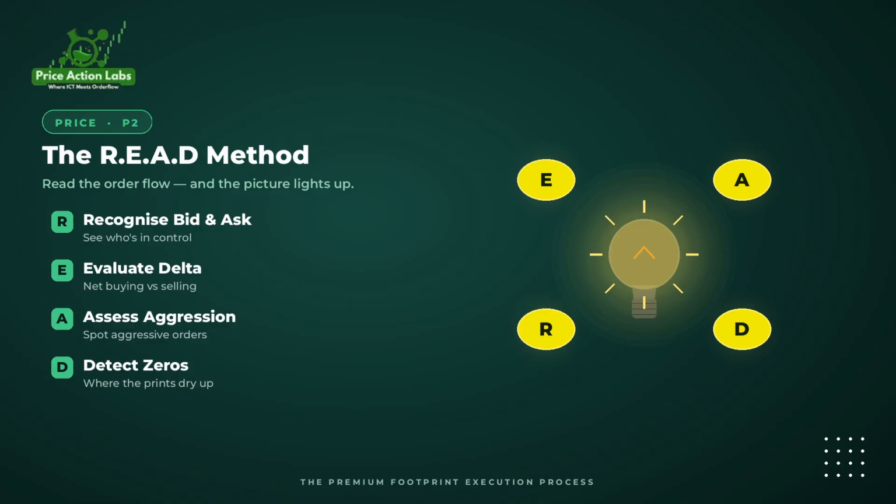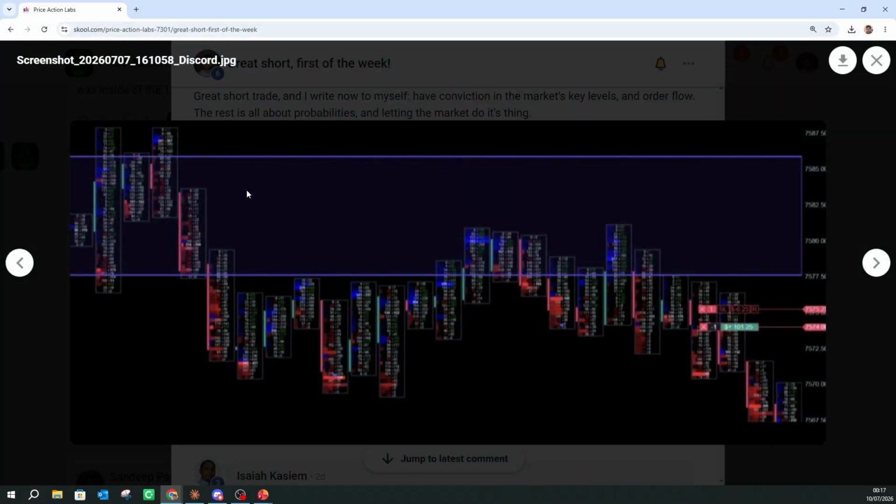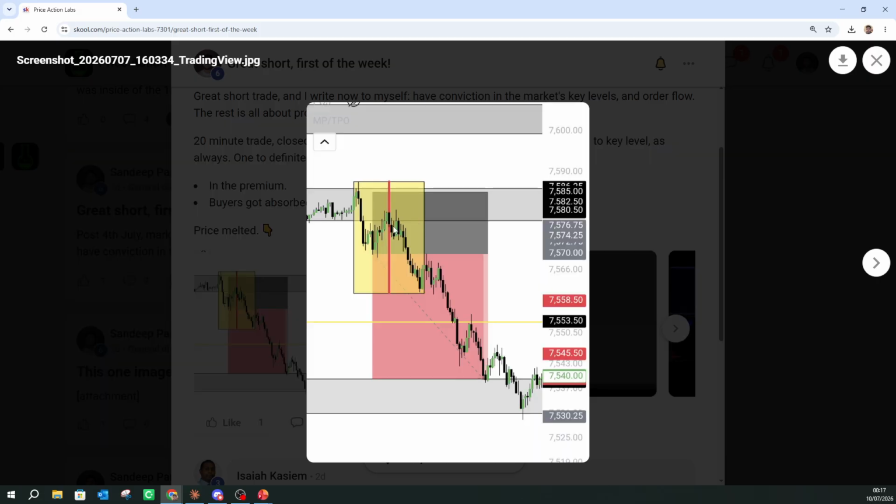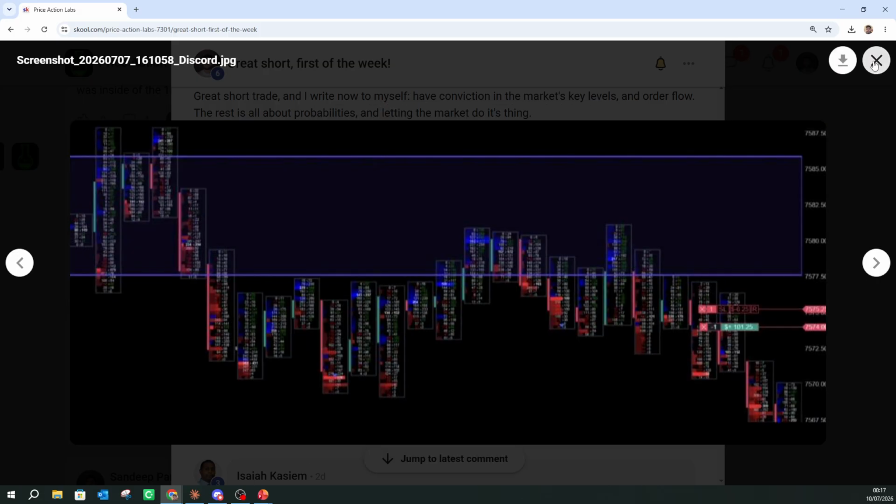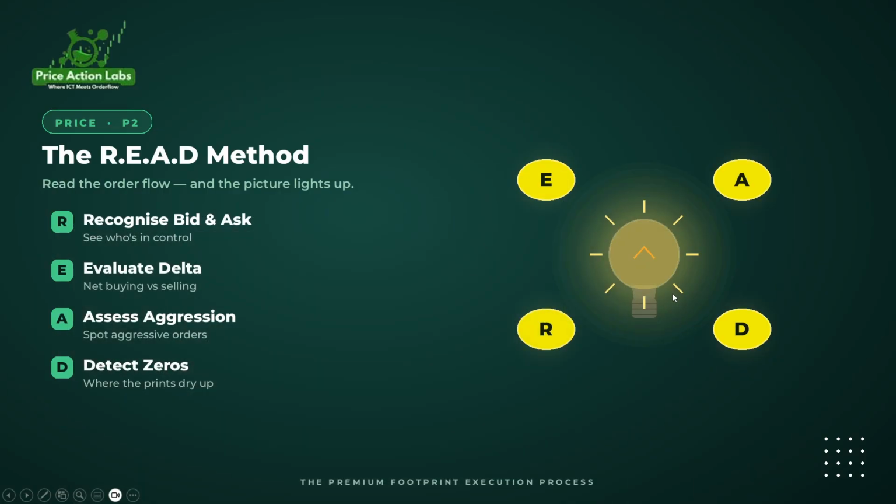Now, a lot of people get confused on detecting zeros, so let's break it down. There were zeros here, here, there were zeros here, here, here. There were zeros everywhere before the big reversal happened. You can't see the zeros here, but you sure can see them here. By detecting zeros, you can see where trades are being dried up. And so it's telling you with a lot more clarity, confidence, and ultimately conviction to enter short. This is order flow made simple.